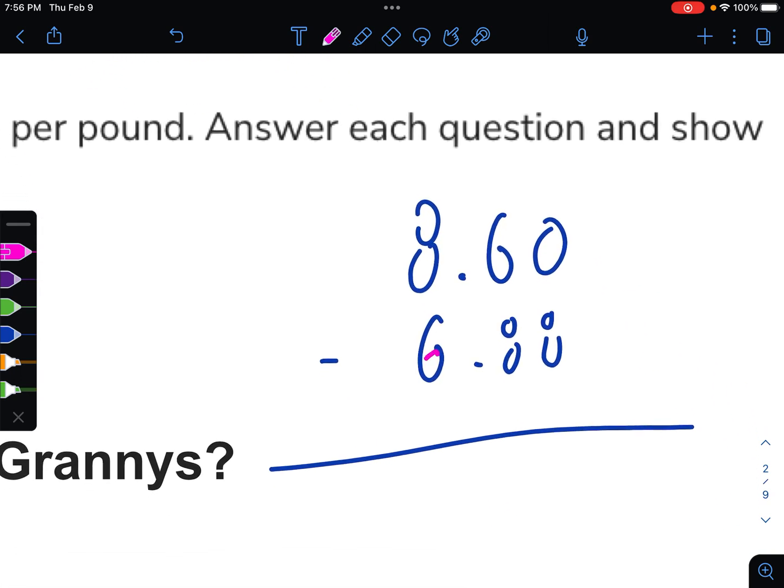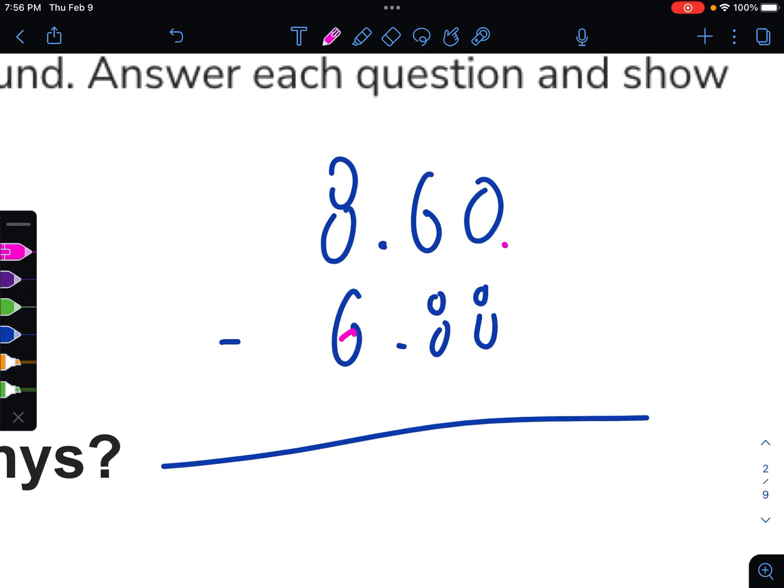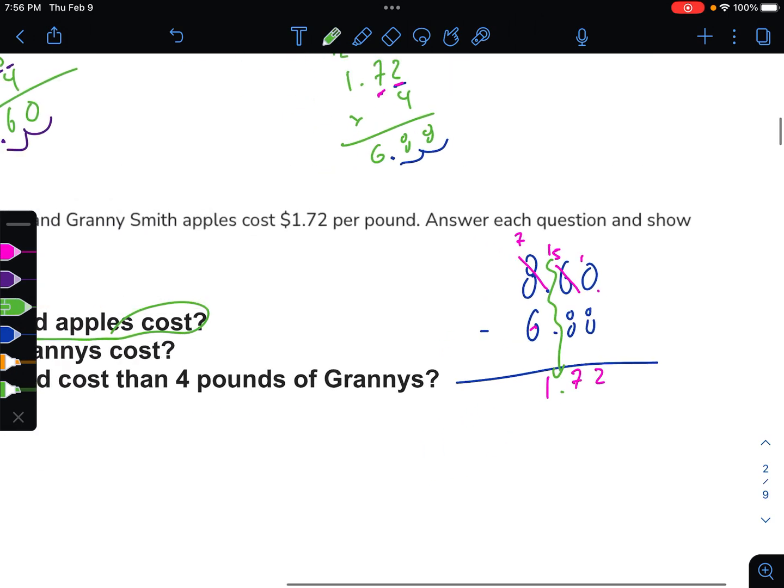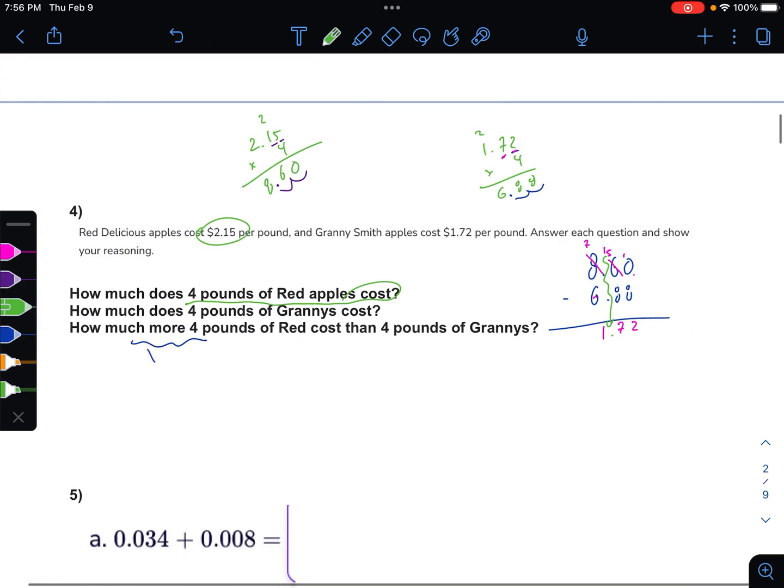I think that's a 6. It is. 0 minus 8, not enough. Got to borrow. 10 minus 8 is 2. 5 minus 8, not enough. Got to borrow. 15 now. 15 minus 8 is 7. 7 minus 6 is 1. Got to let my decimal just drop into place. $1.72. That's what we have left.